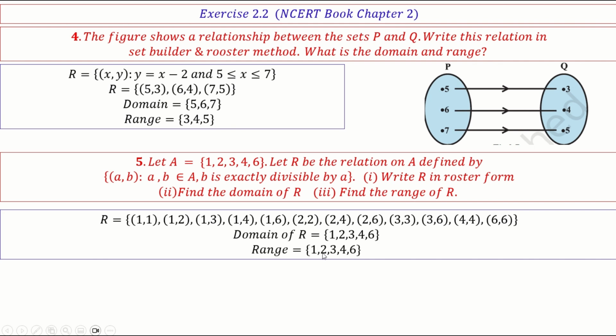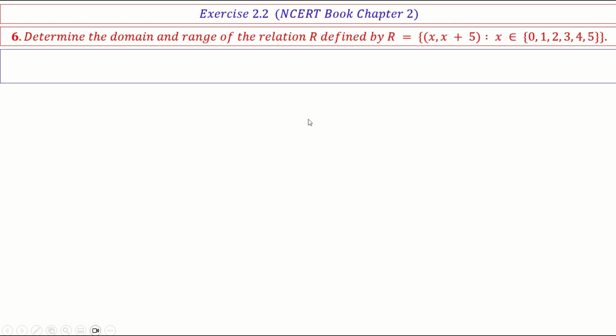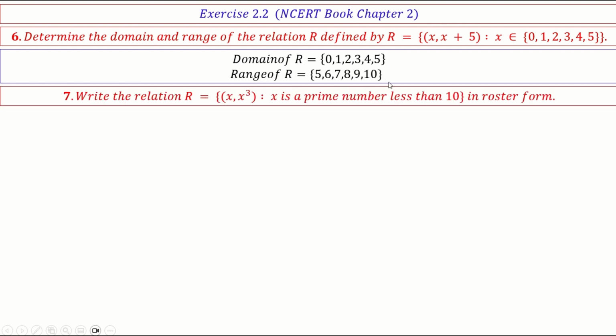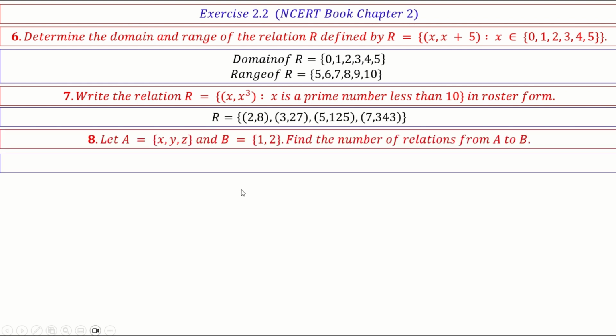This is also fairly simple. Here it is given in set builder method. You just write it in the roster form. Domain of R is this one. Range of R is this one. Write it in the roster form here.